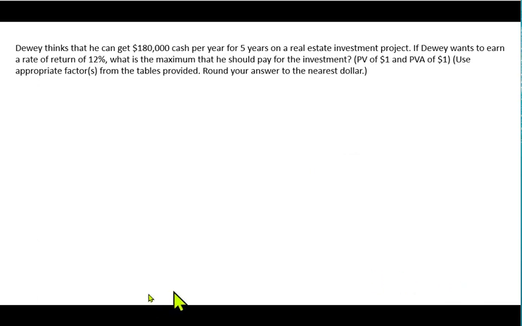Let's take a look at our next problem. Dewey thinks he can get $180,000 cash per year for 5 years on a real estate investment project. So already we're dealing with a series of equal payments. In this case, it's for 5 years, $180,000 a year. If Dewey wants to earn a rate of return of 12%, what is the maximum that he should pay for this investment? And they want you to use either the present value of a $1, which is a lump sum, or the present value of an annuity. And since this is a series of equal payments we're talking about, we're going to use the present value of an annuity table. So let's put this down.